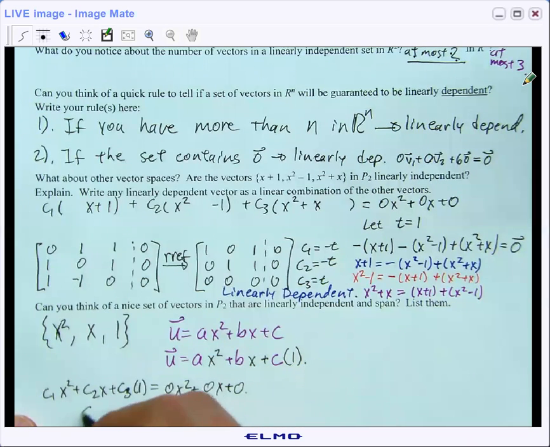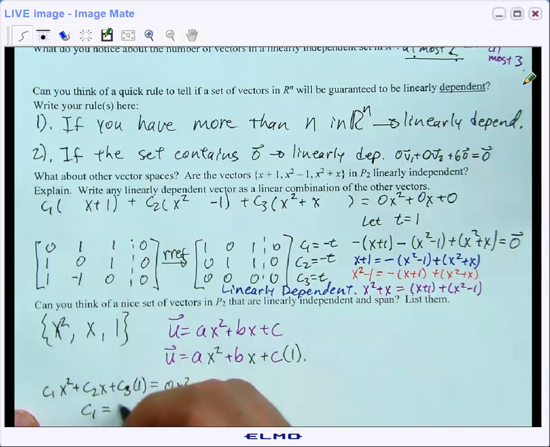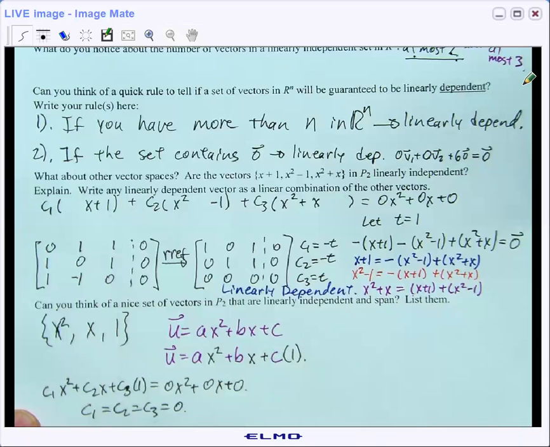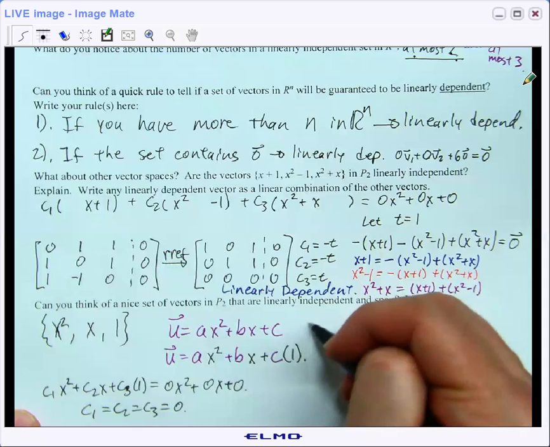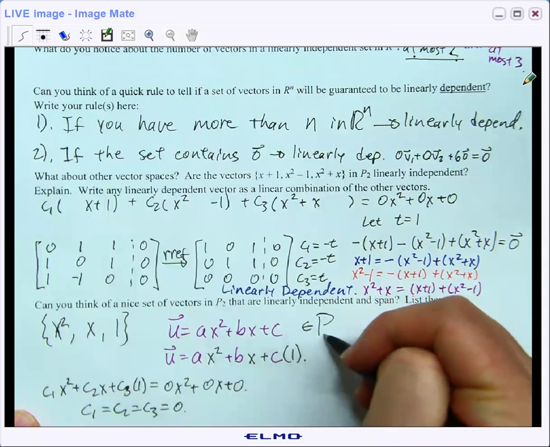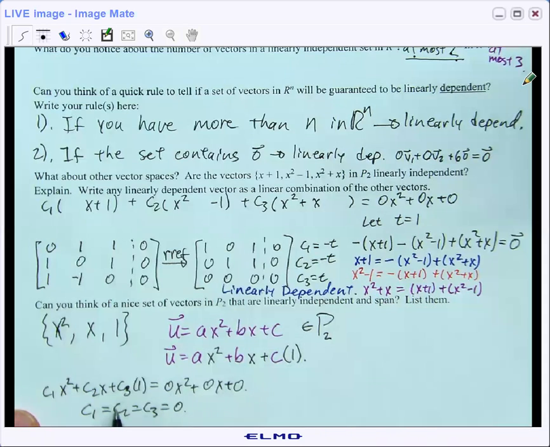But you can see that then that has to force c1 to be the same as c2. All of these guys have to be 0. So we've shown that they span all of polynomials of degree at most 2, and they're linearly independent.